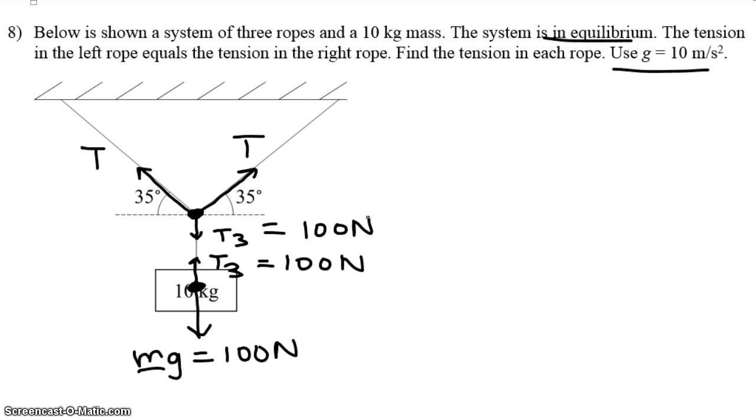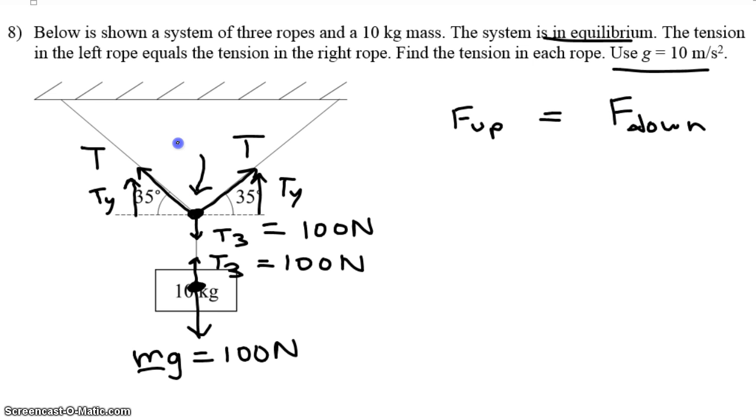And each of these T's has a y component here. Ty, those are equal. We know that the up forces balance the down forces at this intersection, this point here. So what are the up forces at that point? There are two Ty's pulling up. The down forces are simply the 100 newtons of T3. So Ty is 50.